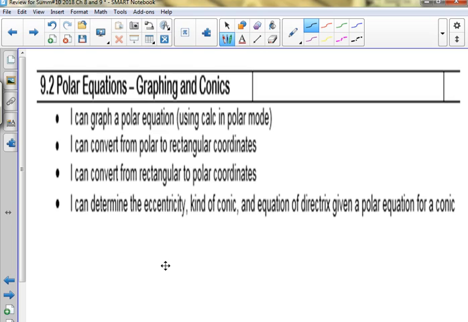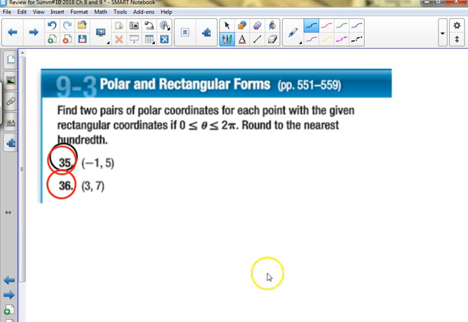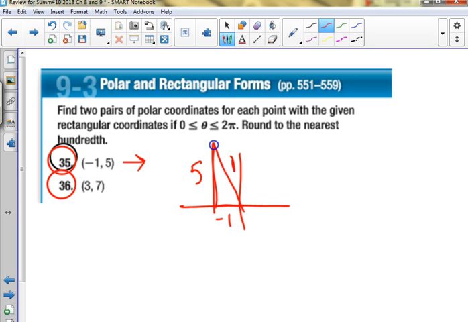All right. That's it. Last section is on the stuff we did Friday. The trick is going to be questions that ask you to go back and forth. This is a rectangular coordinate. It wants a polar. So if I went left 1 and up 5, how do I find the r and the theta? Okay, Pythagorean theorem would be square root of 26, and that's r. And it says you can round to the nearest hundredth.